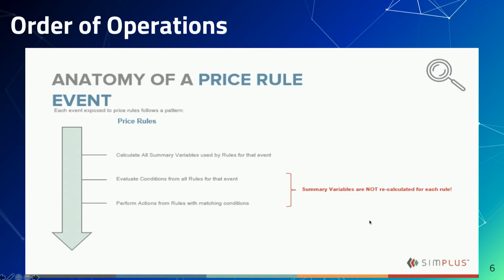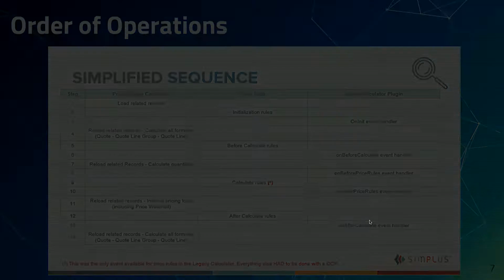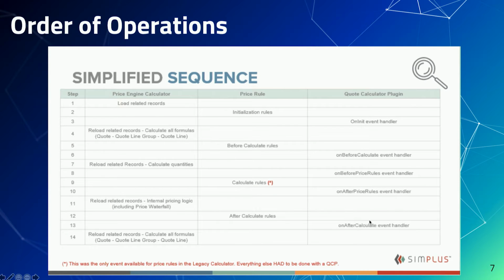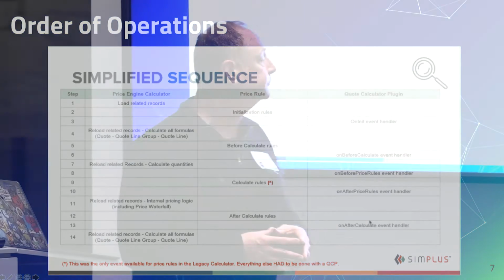So like I said, the summary variables are calculated right in the very beginning, and then it evaluates all the conditions, and then it performs all the actions. So with pricing, I believe I have this in the second one. Yep, here it is. With price rules, we're not going to get into the quote calculator plugin because that is actual real code. This stuff is much easier. This is where most people do a lot of the development. If they can't figure it out here, then they can write actual code, because you can do anything you want in code. So it's similar to Apex.